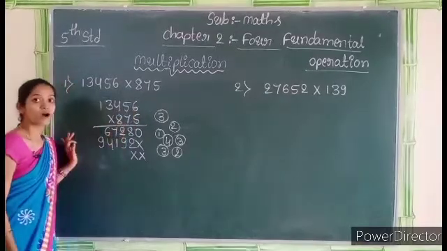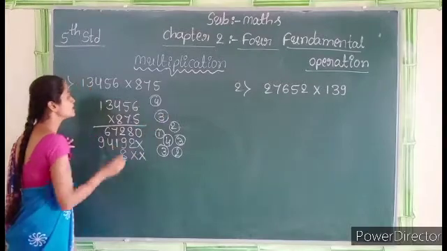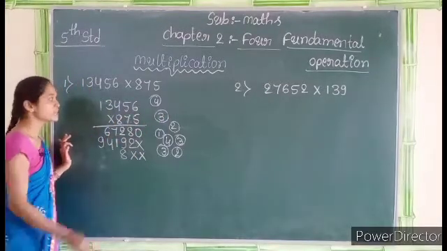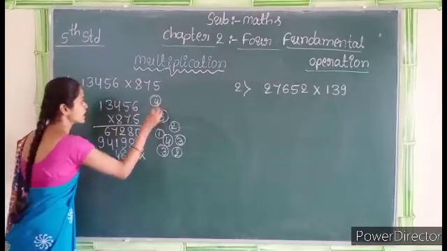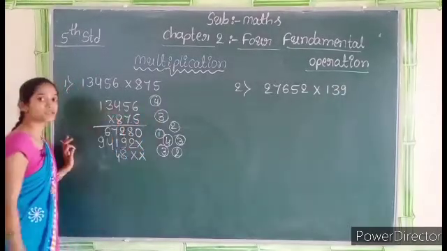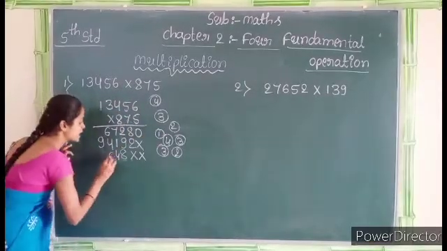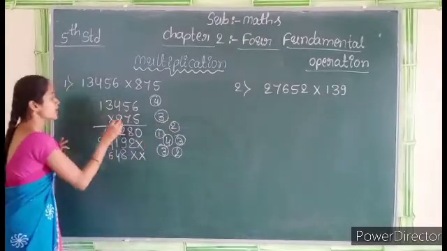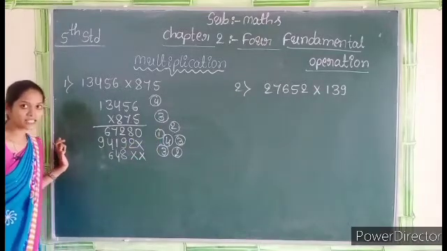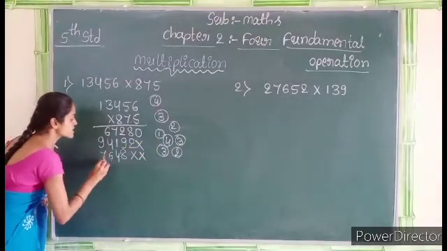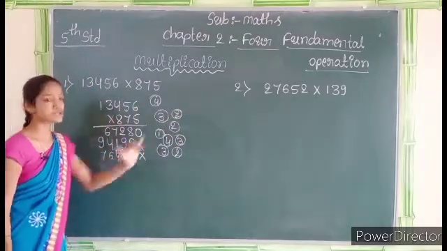8 6s are 48. I will write 8, then 4 carry, then 8 5s are 40, then 40 plus 4, 44. I will write 4, then 4 carry, then 8 4s are 32. 32 plus 4, 36. I will write 6, then 3 carry, then 8 3s are 24. 24 plus 3, that is 27. I will write 7, then 2 carry, then 8 1s are 8. 8 plus 2, 10.